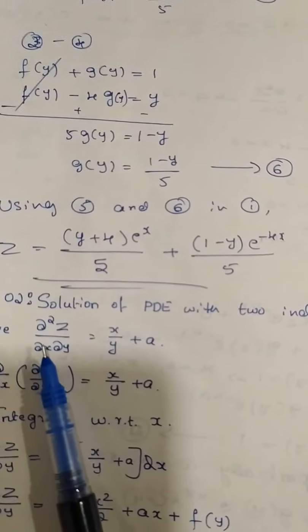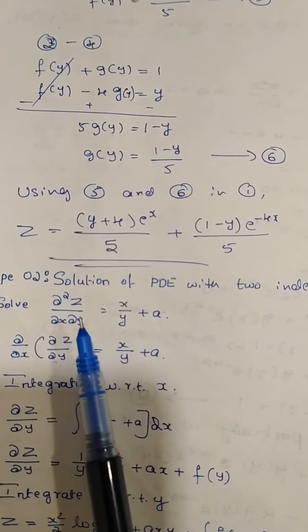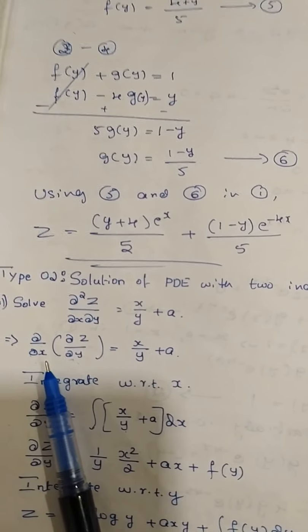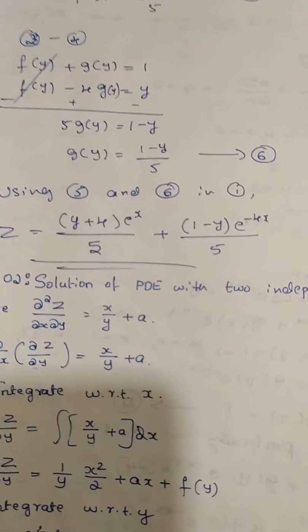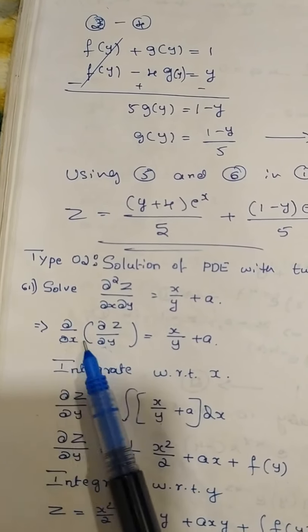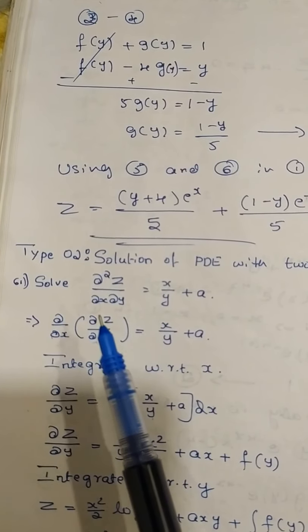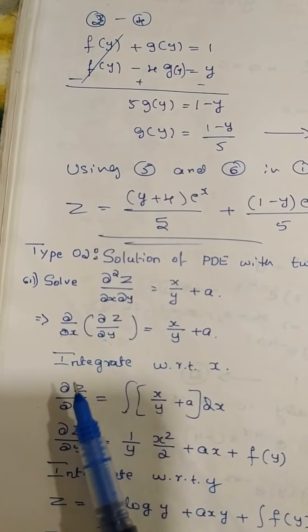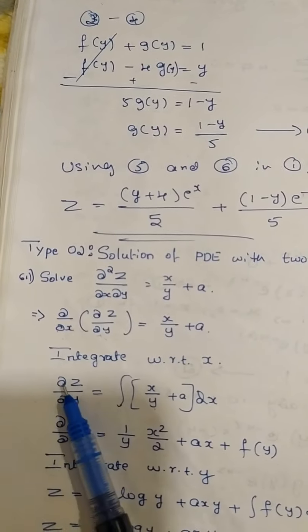Okay, see, we have ∂²z/∂x∂y on the left hand side. No need to worry about the right hand side, which has x and y. This can be written as ∂/∂x of (∂z/∂y) is equal to x/y plus a on the RHS. Now integrate this with respect to x. If you integrate ∂/∂x of ∂z/∂y with respect to x, it remains only ∂z/∂y. This is about the left hand side.